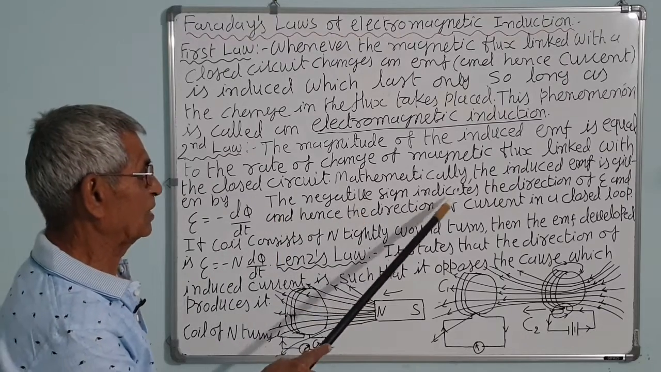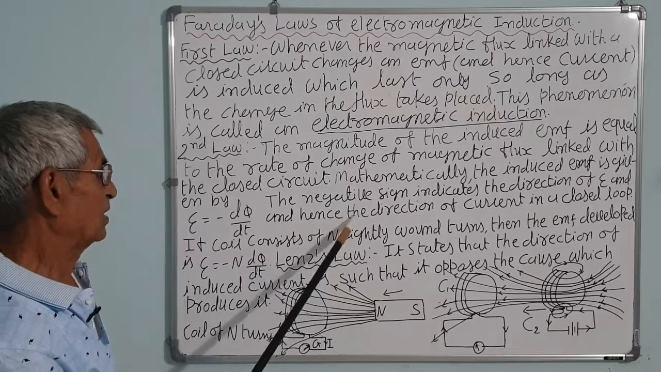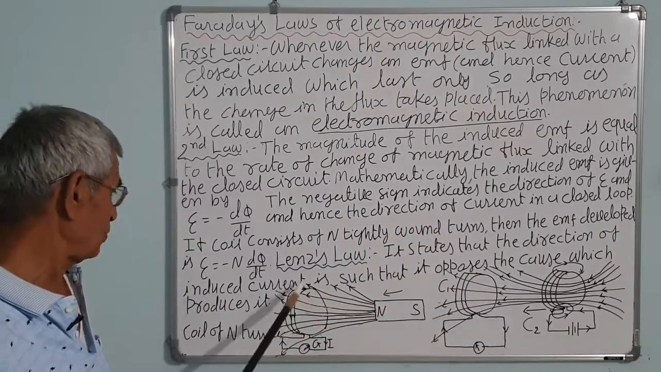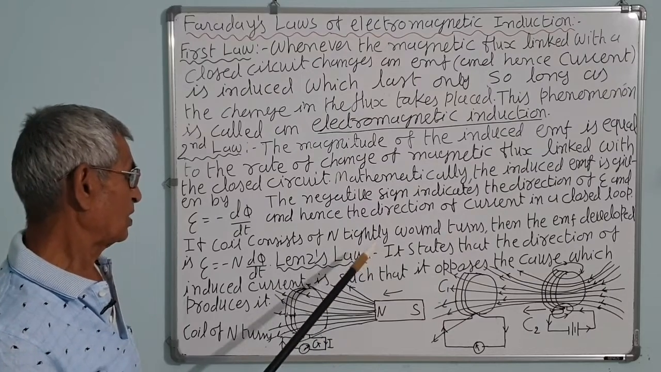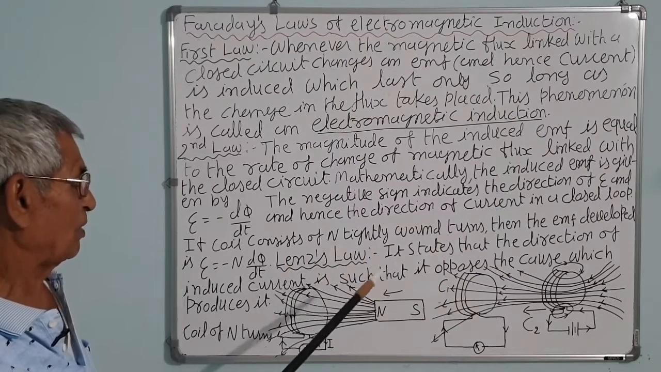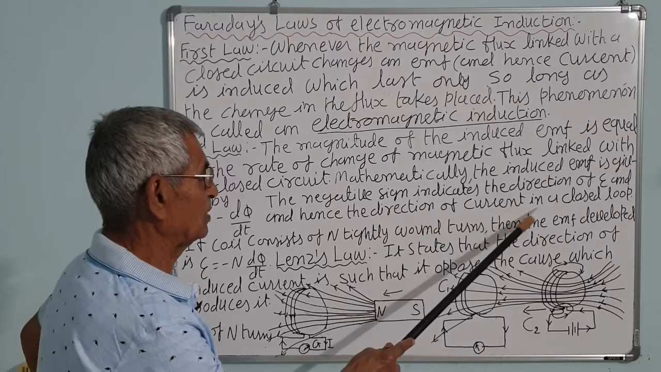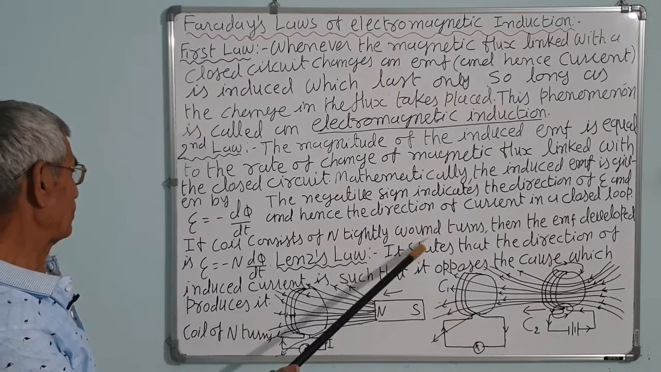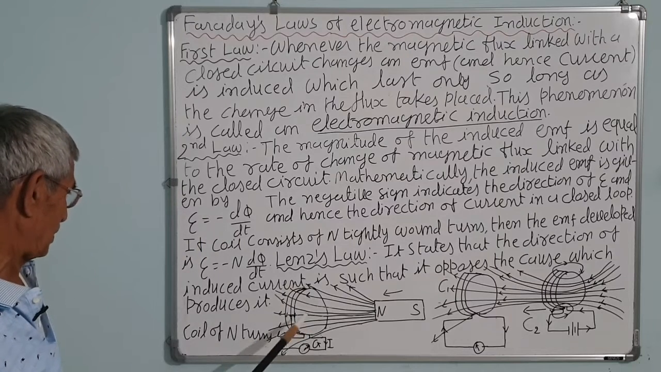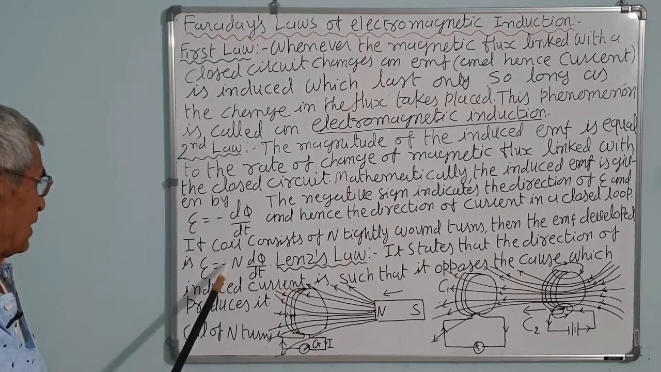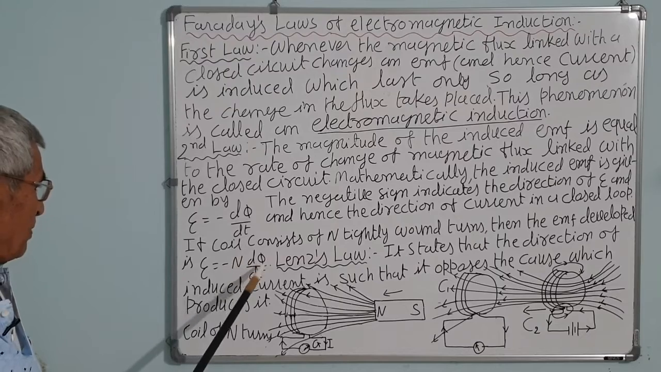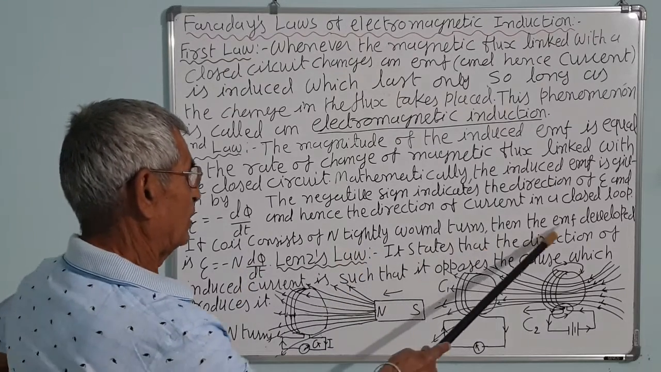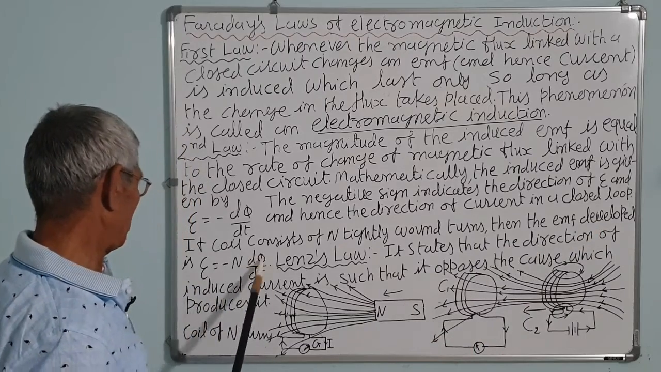The negative sign indicates the direction of E, and hence the direction of the current. Induced EMF is generated, so induced current is also produced, because current is due to the EMF. The direction of the current is in a closed loop. If the coil consists of n tightly wound turns, then EMF is equal to n times dphi/dt. Then the EMF developed is n dphi/dt.